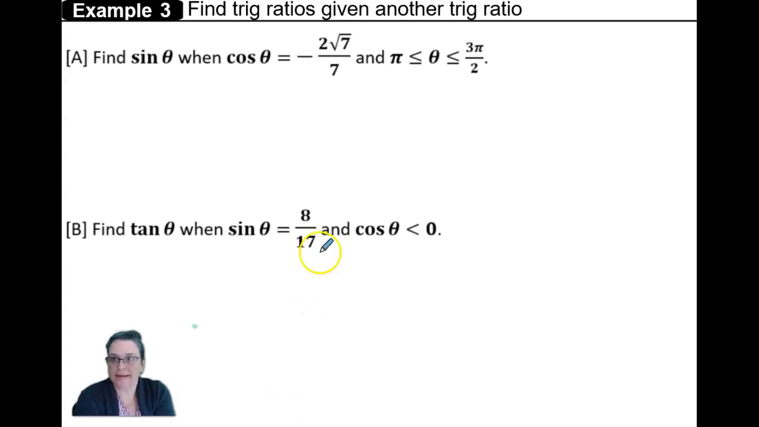Okay, welcome back. In example 3, we want to find trig ratios given another trig ratio. So in A, we're asked to find the sine of theta when cosine of theta is equal to negative 2 root 7 over 7, and theta is between pi and 3 pi over 2 inclusive.